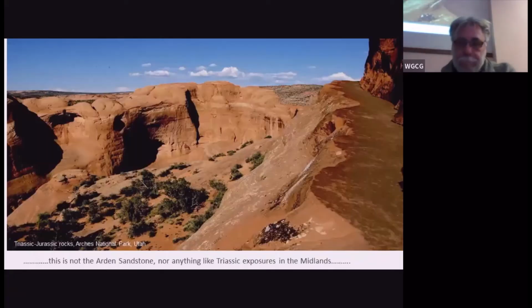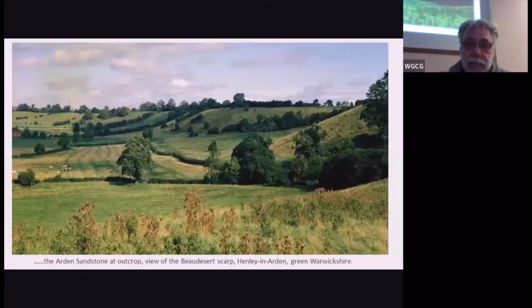So there's that gratuitous slide of Utah. Lots of nice Triassic and early Jurassic red sandstones. Warwickshire is of course nothing like that. Actually, you have to hunt for the outcrops.